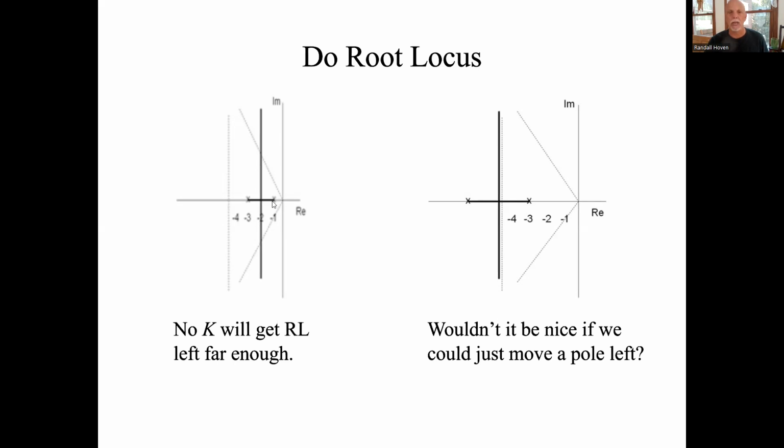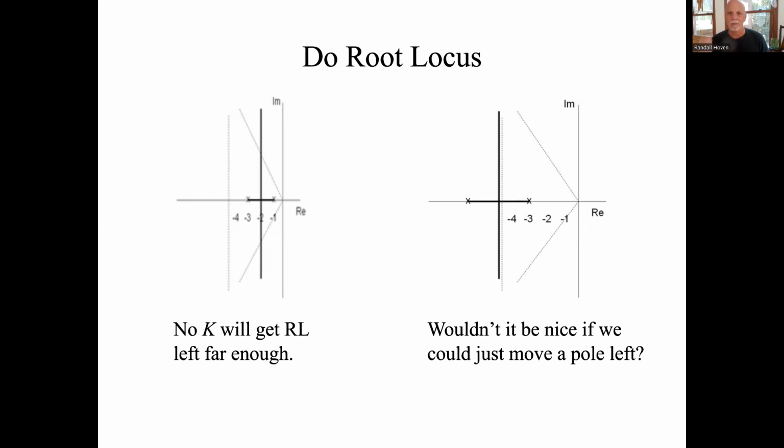We could satisfy the peak overshoot spec if you pick some K that kept us within these slanted lines, but no K is going to get us to the left of this line. So strictly proportional control won't work in this case.